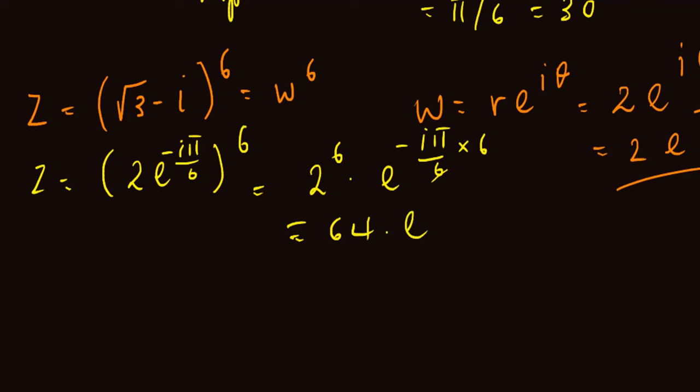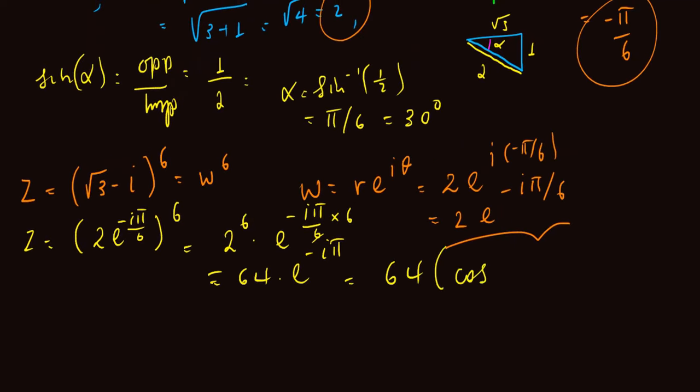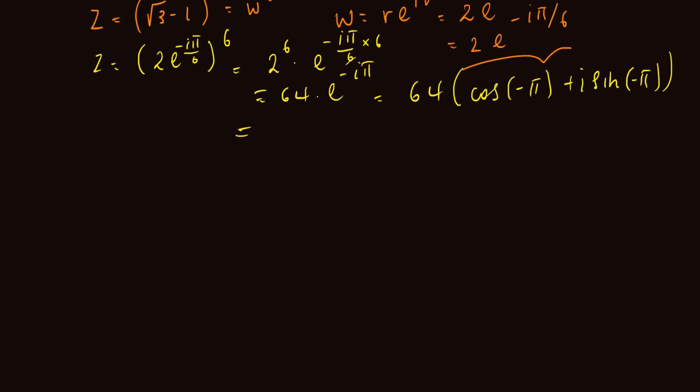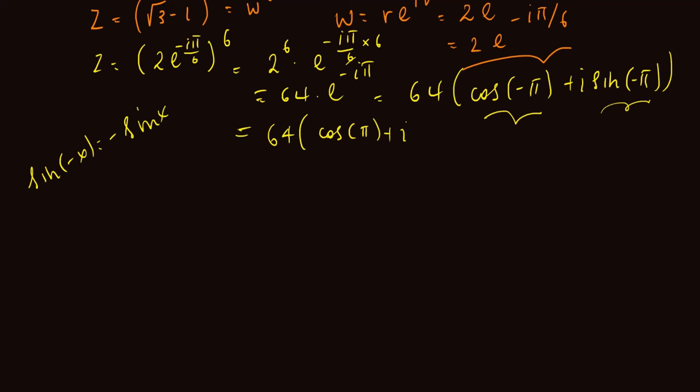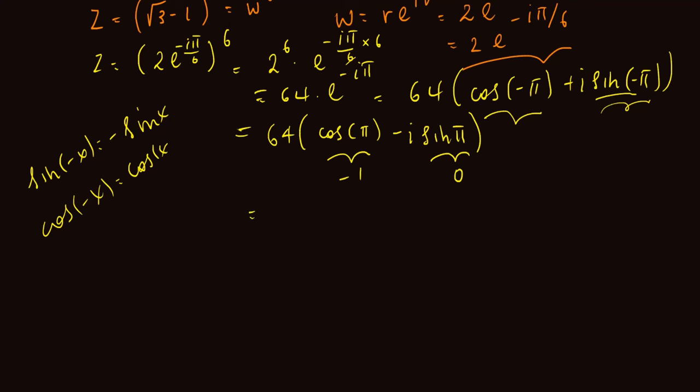So this is 64 times e to the power of negative i times pi. By Euler's formula, this will be 64 times the cosine of minus pi plus i times the sine of minus pi. Cosine is an even function and sine is an odd function. Sine is an odd function means the sine of negative x is equal to the negative of sine x, and cosine is an even function means the cosine of negative x is the same as the cosine of x. So this is 64 times cosine of pi, minus i sine pi. Sine pi is 0, cosine of pi is minus 1. So 64 times minus 1 is minus 64.